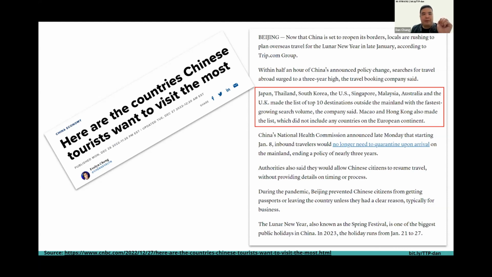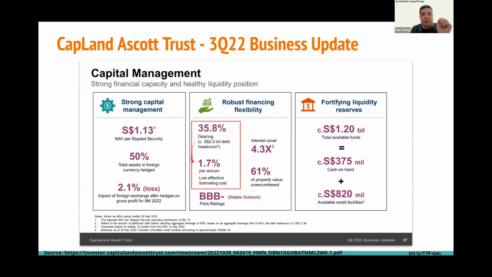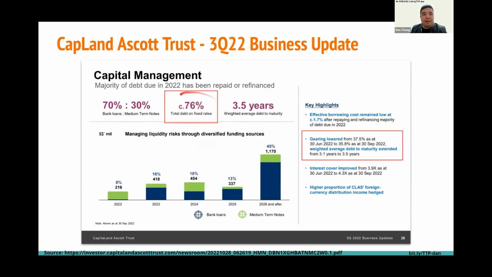These are just some data: 35.8% gearing. You see now the cost of borrowing in the market is about 3.something% at least, about 3%, for me 4 or 5%, but they are paying 1.7% per annum. So their borrowing rate is still very low, and they have about 76% of their debt on fixed rate. So this is a plus for them.